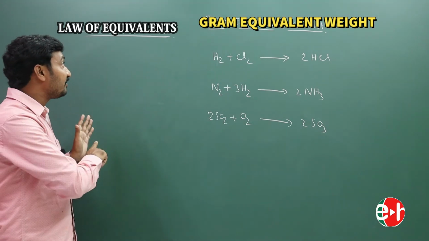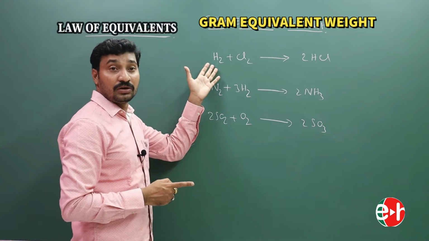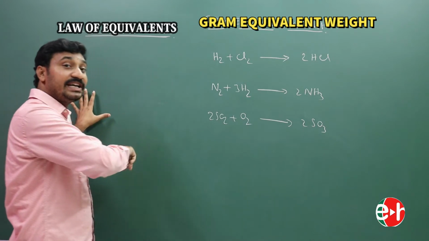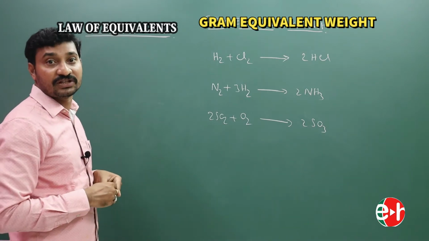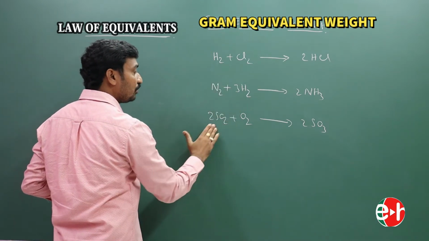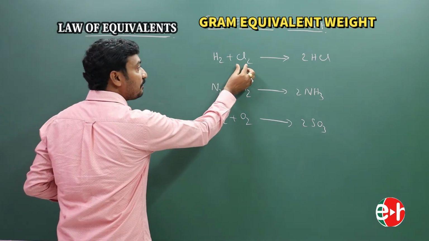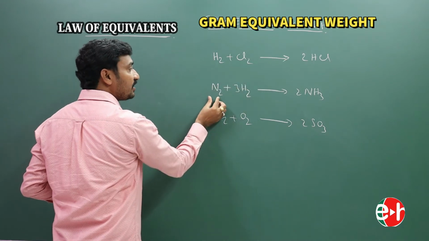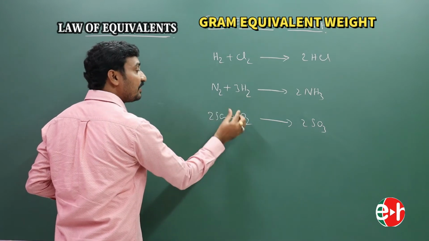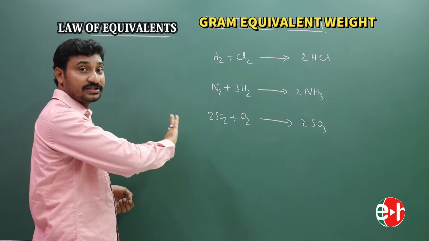That means 1 equivalent combines with 1 equivalent only. But in case of moles, 1 mole of a substance may or may not be combined with 1 mole. But in terms of equivalence, 1 equivalent always combines with 1 equivalent of the other substance. Here even the mole ratios are different: 1 mole with 1 mole, 1 mole with 3 mole, 1 mole with 2 mole. But in terms of equivalence, 1 equivalent of H2 exactly combines with 1 equivalent of Cl2. 1 equivalent of N2 exactly combines with 1 equivalent of H2. 1 equivalent of SO2 exactly combines with 1 equivalent of O2. Even though the mole ratio is different, the equivalents are always the same.